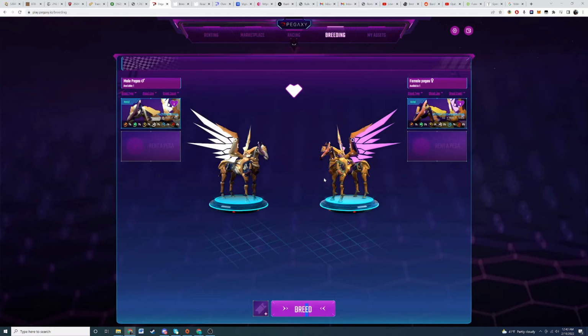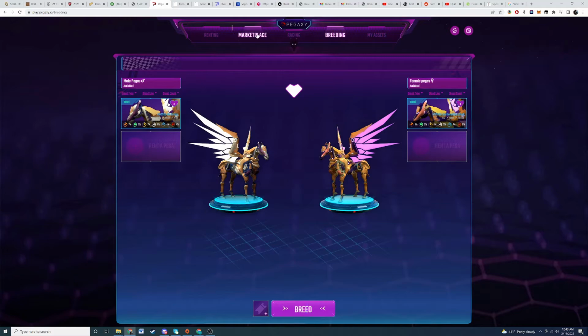When you breed them, they have some cooldowns associated with them. Baby Pegas cannot immediately race and begin earning VIS. They require a couple of days to mature. How quickly they mature is based on their bloodline.